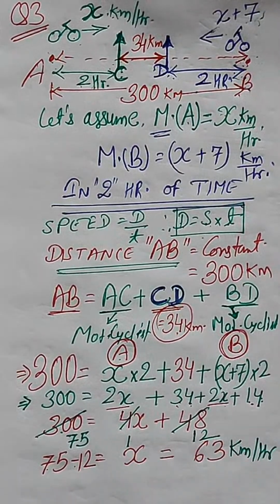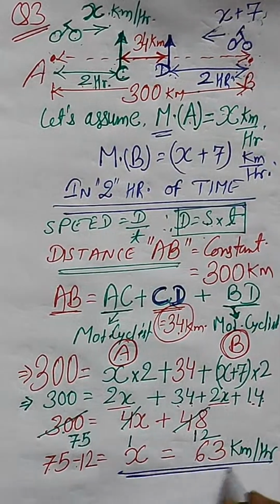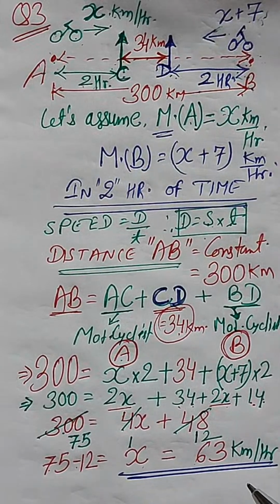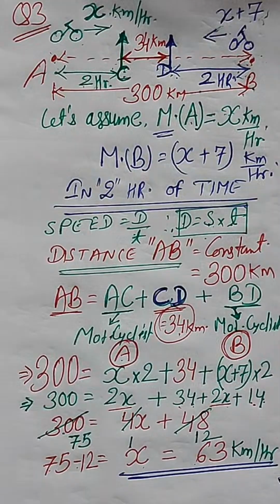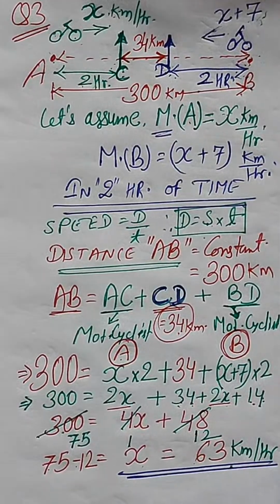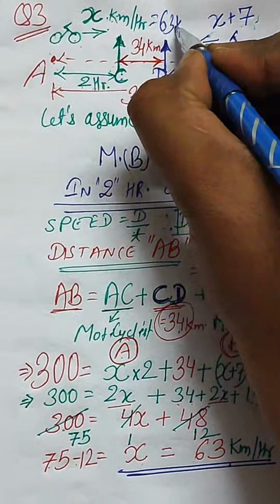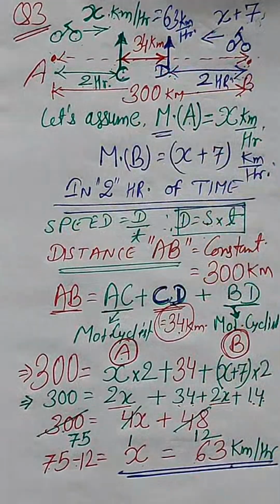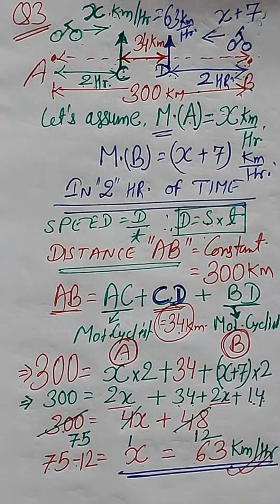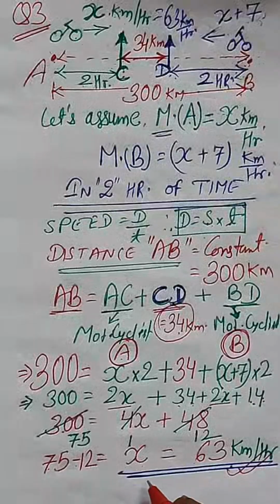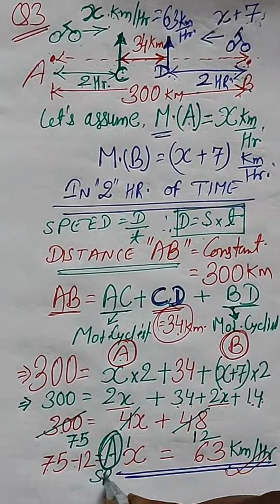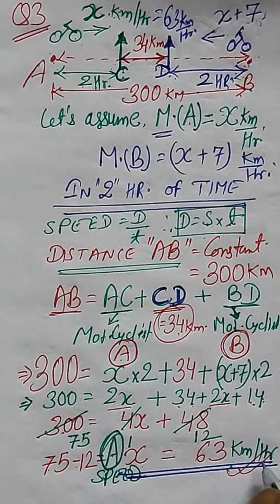That is the speed of motorcyclist A. So that is calculated as 63 kilometer per hour, right? And in this way, the speed of motorcyclist A is calculated. Now, what is the speed of motorcyclist B? This was for A. A speed is calculated as 63 kilometer per hour.